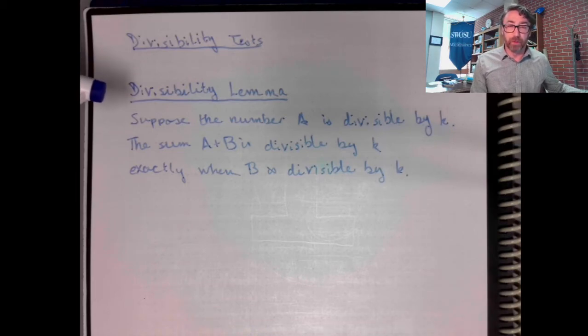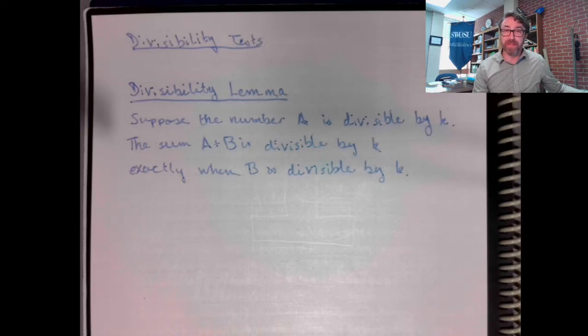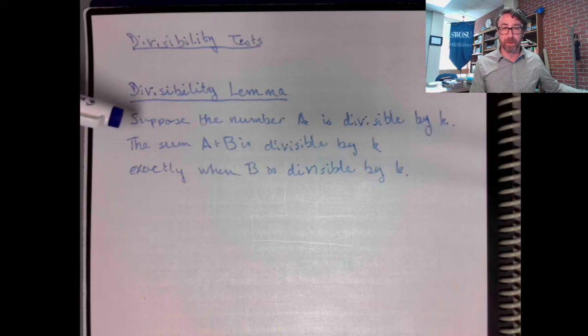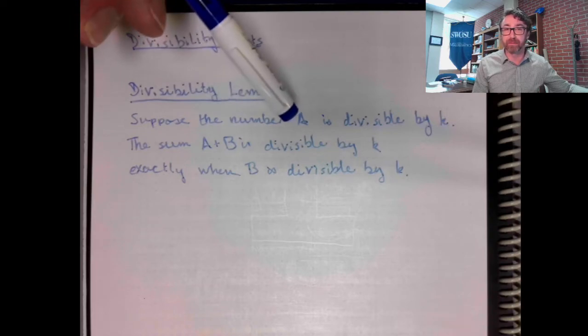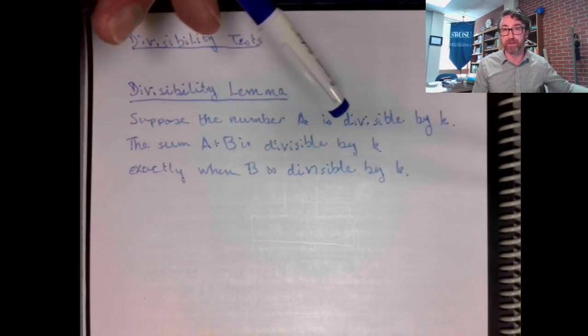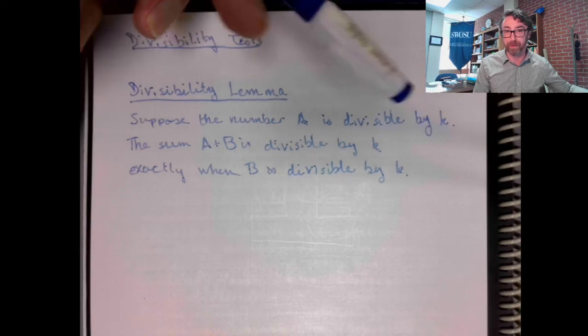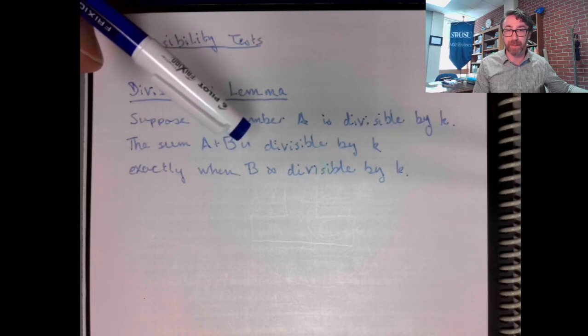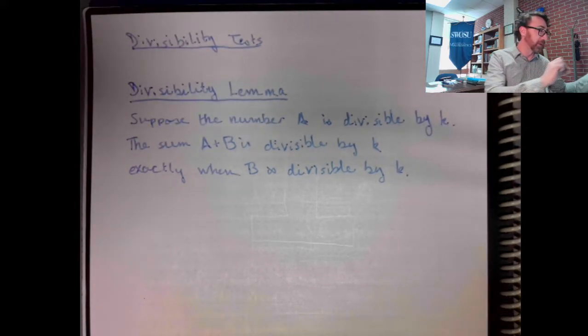In this video we are going to focus on divisibility tests for 2, 4, and 8. All the divisibility tests that we're going to work on focus on something called the divisibility lemma. They hinge on this idea. The divisibility lemma says that if we have some number a, whatever it is, that is divisible by k, then the sum a plus b is divisible by k exactly when b is divisible by k.